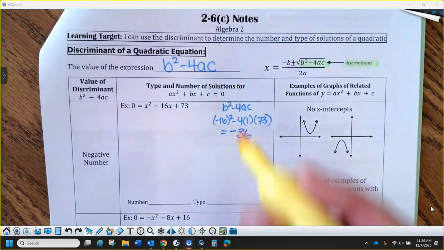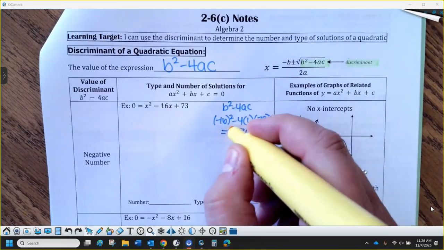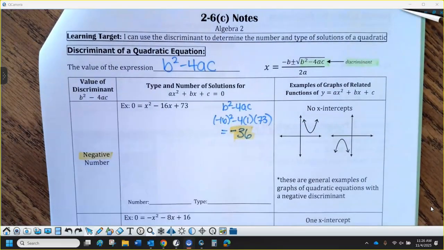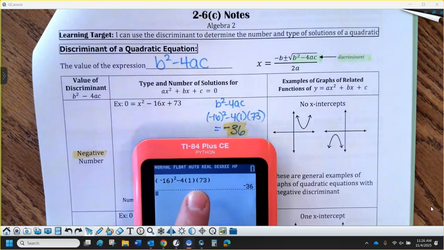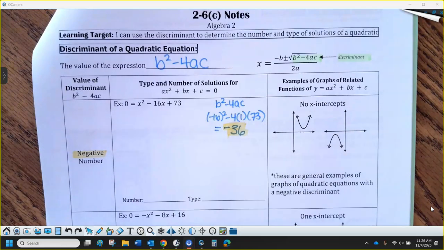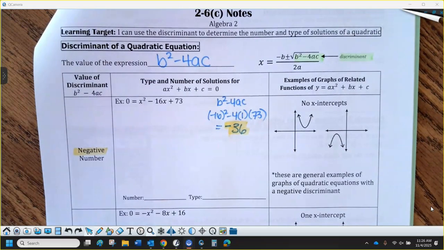So then that is going to match up with my description that the discriminant is a negative number. This is 256 minus 292. Uh-oh. Does it look just like that? Yes. I might have to come look at it. It should be negative 36. I may have just typed something a little bit off. Okay, now that is the discriminant.